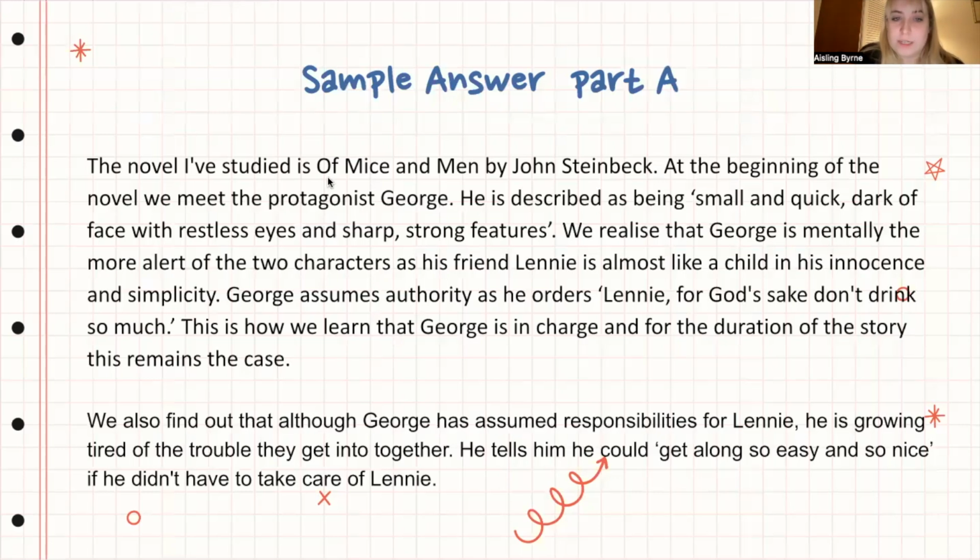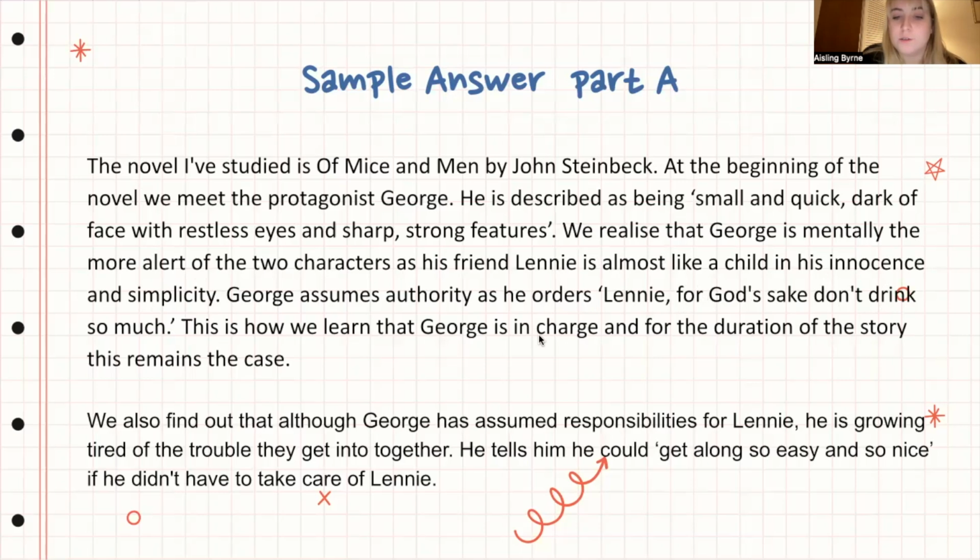So the novel I've studied is Of Mice and Men by John Steinbeck. At the beginning of the novel, we meet the protagonist, George. He is described as being small and quick, dark of face, with restless eyes and sharp, strong features. We realize that George is mentally more alert, the more alert of the two characters, as his friend Lenny is almost like a child in innocence and simplicity.